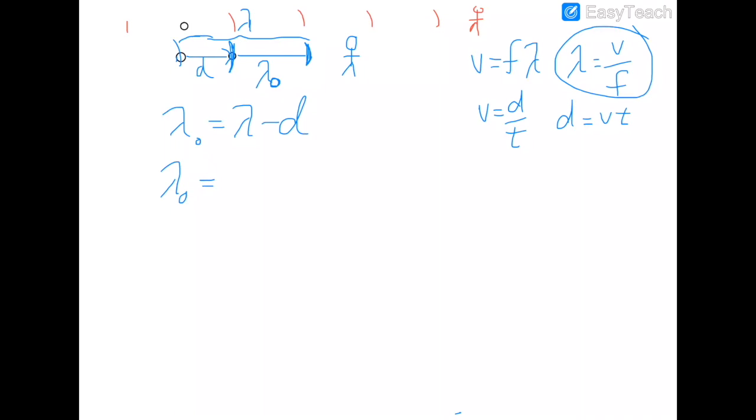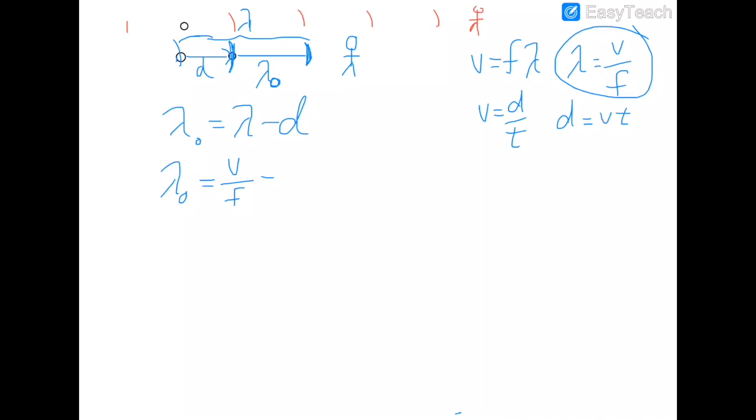So I'm going to put in right here the velocity of the sound over the frequency of the sound, minus the distance that this sound source went from here to here, right? And the displacement is velocity times time. Now, this v is the velocity of the actual object that's moving, not the velocity of sound.